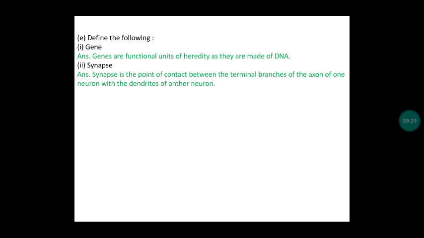Define the following. Gene. Genes are the functional units of heredity as they are made up of DNA. Synapse. A synapse is a point of contact between the terminal branch of the axon of one neuron with the dendrites of another neuron.